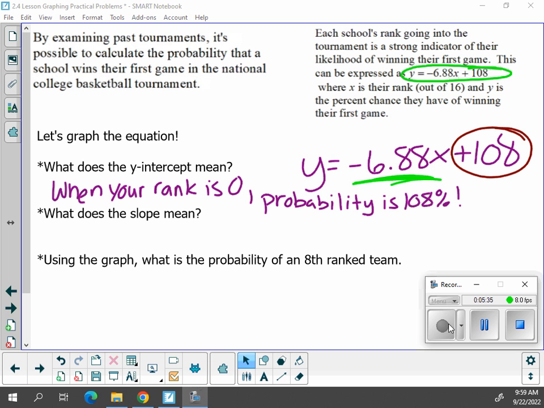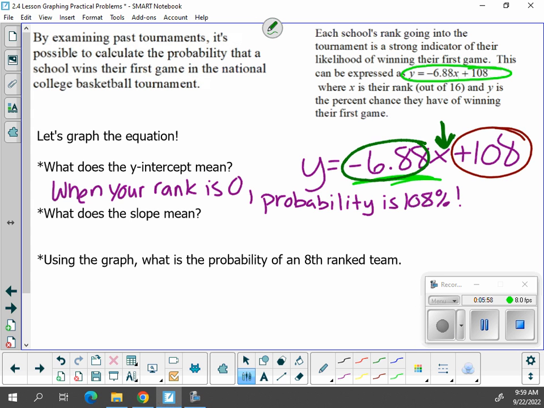Slope, since we're decreasing, means that every time we increase the number of our rank, so we go from 10 to 11 or 11 to 12 or 12 to 13, every time we increase our rank number, the number that we would plug in for x, every time that number goes up, our percentage of winning goes down. That's what the minus means, 6.88%.